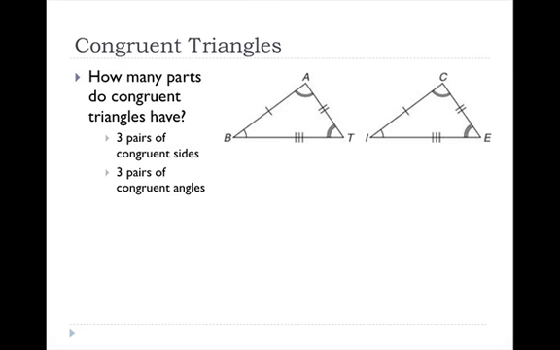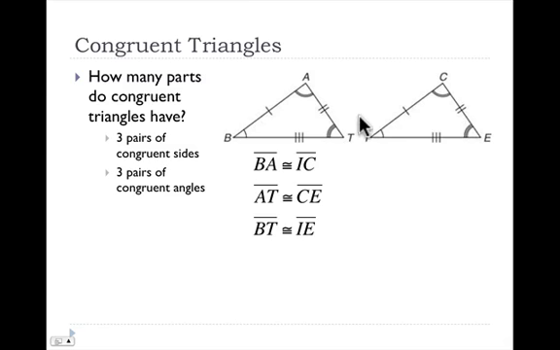Let's look at an example here. We have two triangles, triangle BAT and triangle ICE. Now, in these two triangles, I've given you all of the parts that are congruent. For instance, I've given you that segment BA is congruent to segment IC, segment AT is congruent to segment CE, and segment BT is congruent to segment IE. Those are the three pairs of congruent sides. Okay? The little tick marks there show you that they have the same measure.